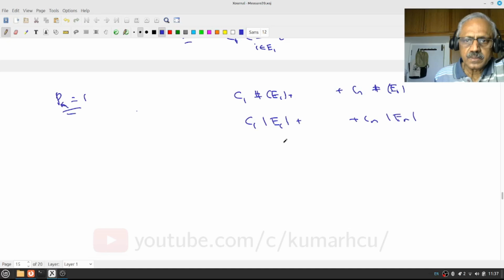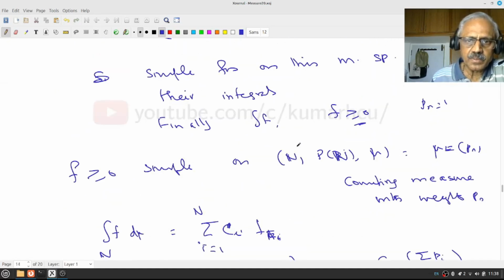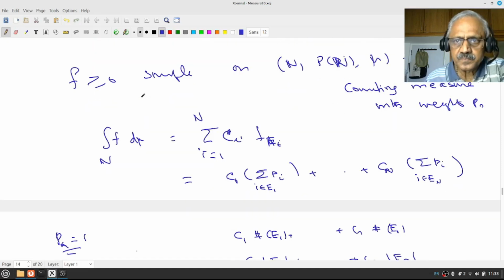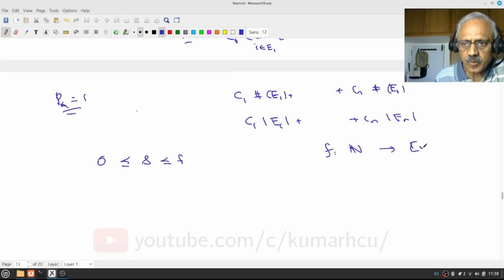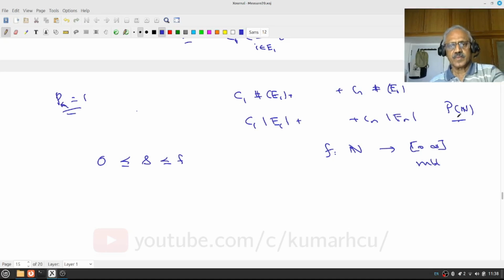Now, we had understood what the integral of a simple function is. Then I want to know finally the integral of f. Let's assume 0 is less than or equal to f, that is, f is non-negative. Again, automatically this will be measurable because my sigma algebra is the power set of N.